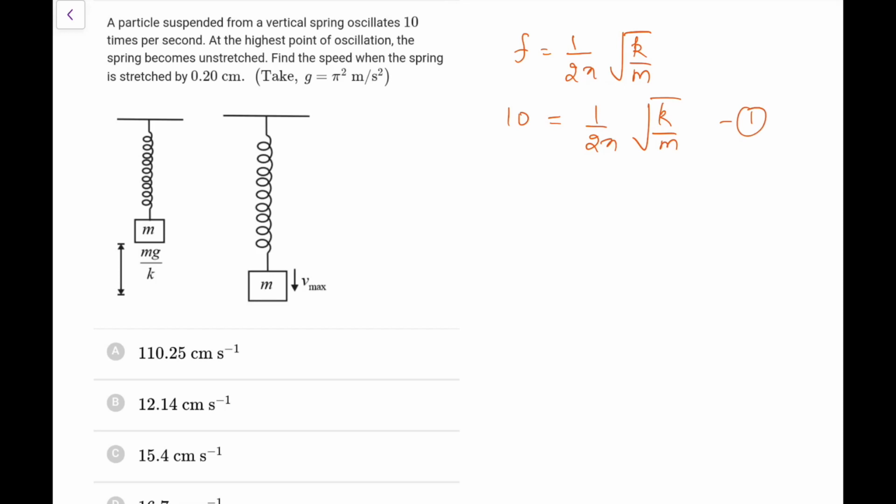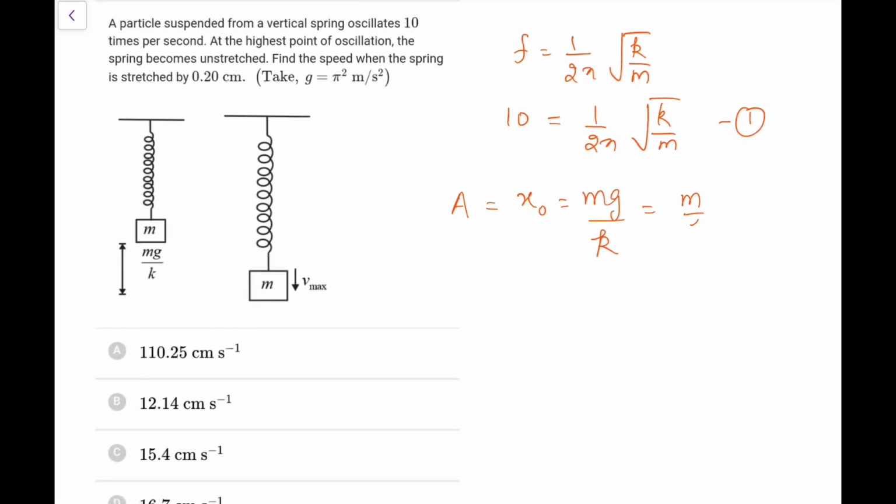Now at the highest point it becomes unstretched, that means that is the extreme, and we know the mean position x0 would be equal to mg by k. So the amplitude is also equal to x0, for sure, because the unstretched point is the extreme, and the gap between mean and extreme is the amplitude. Find the speed when the spring is stretched by 0.2 centimeters. So for this amplitude, first I solve it, it is m by k into g. What is m by k? If I write from there, m by k comes out to be 1 upon 20 pi square, and g is given as pi square.